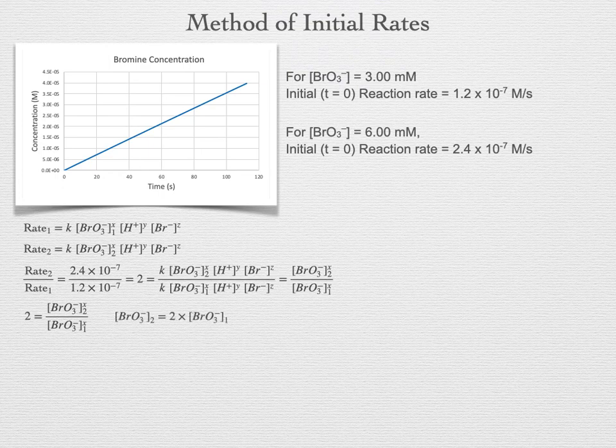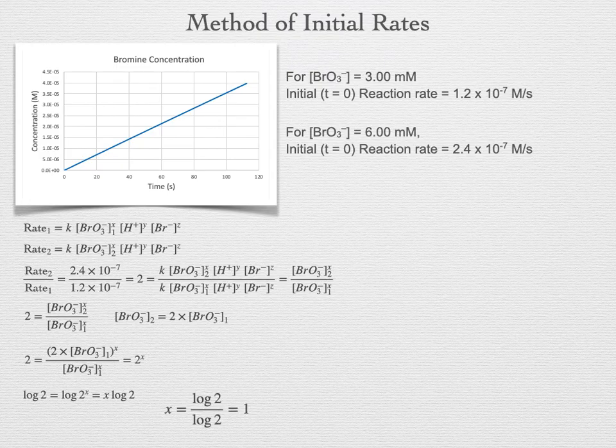We know the second bromate initial concentration is twice that of the first experiment. Substitute this in, and the concentrations cancel. By taking the logarithm of each side, which brings the exponent out in front as a multiplied value, we can solve this for x to find that it is equal to 1.